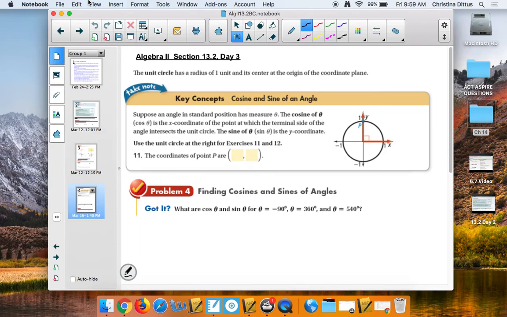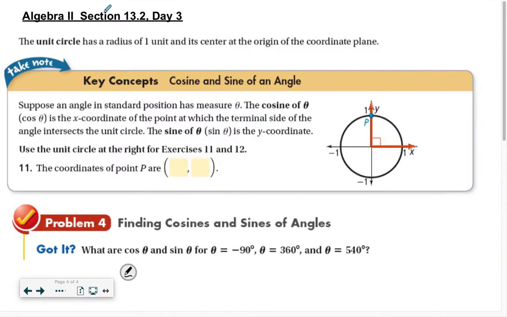Our unit circle. Alright, there we go. Okay, unit circle has a unit. It's a circle, okay. The origin is the center of our circle, and it has a radius of 1.